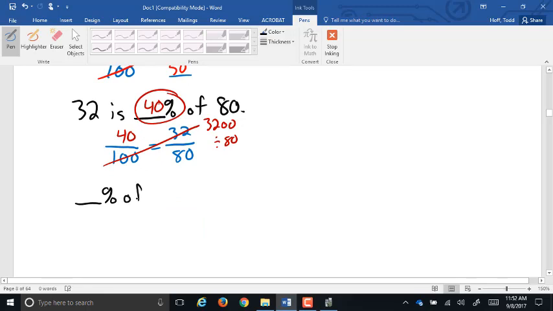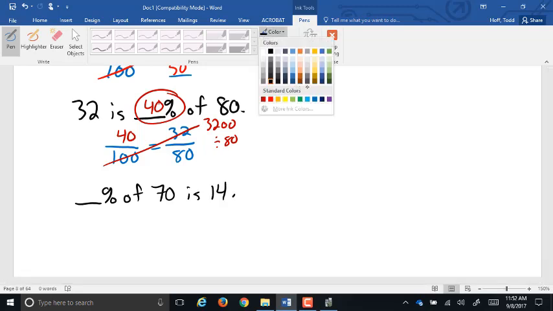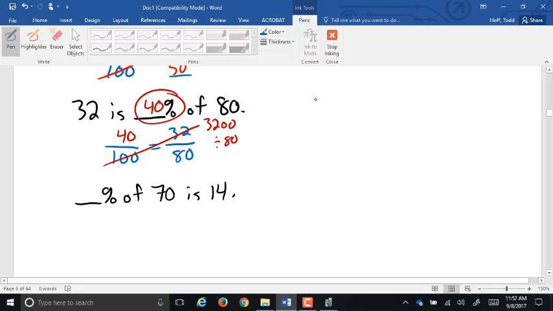So blank percent of 70 is 14. Tell me what to do. X over 100, or blank over 100. 70 on bottom, 14 on top. So 14 over 70. Okay. 100 times 14 is 1,400. Divide by 70 will be 20.